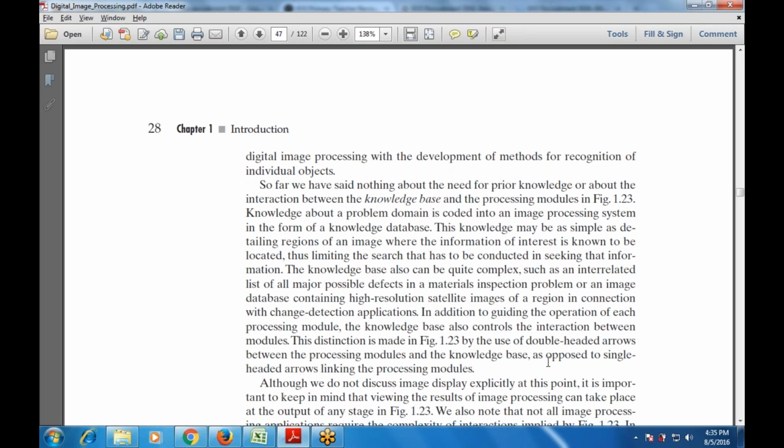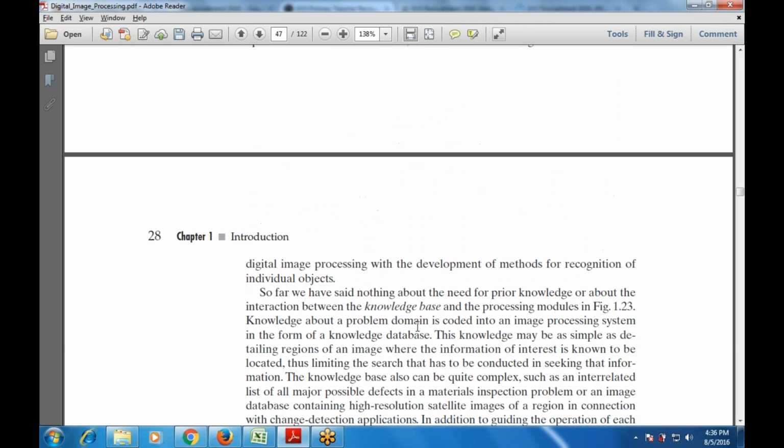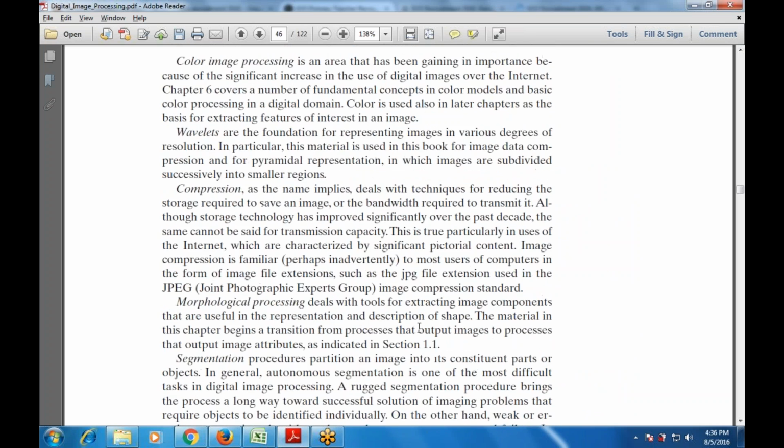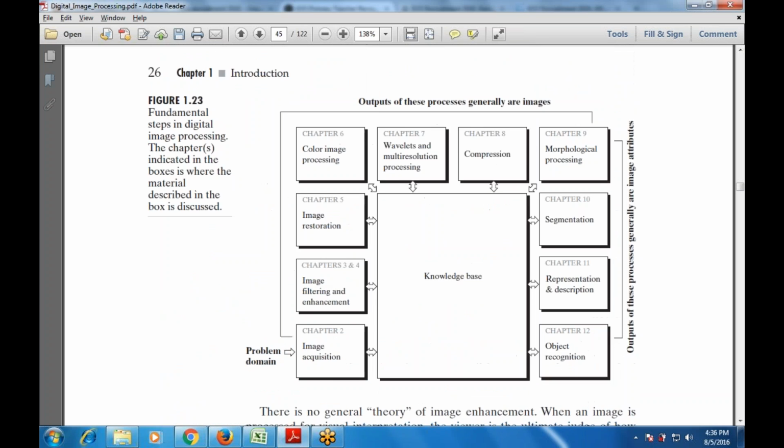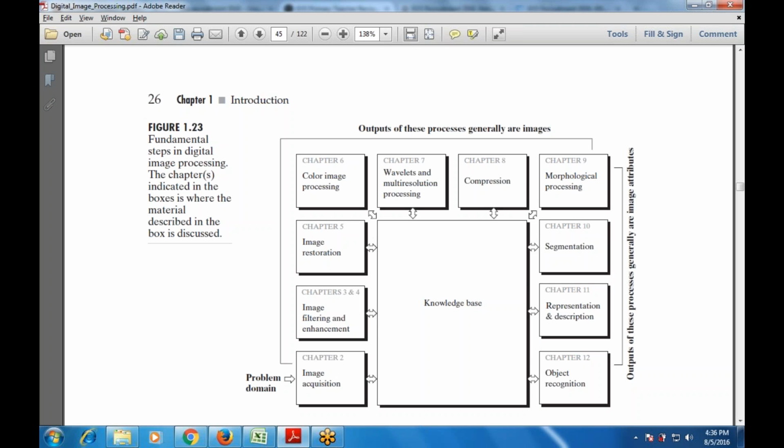So when we talk about the double-headed arrows that are used between the processing modules and the knowledge base, as opposed to the single-headed arrows that link the processing modules, whenever we link the processing modules, that is carried out with the figure. For example, when we talk about figure 1.3, this is figure 1.3. Everything is connected with this one.